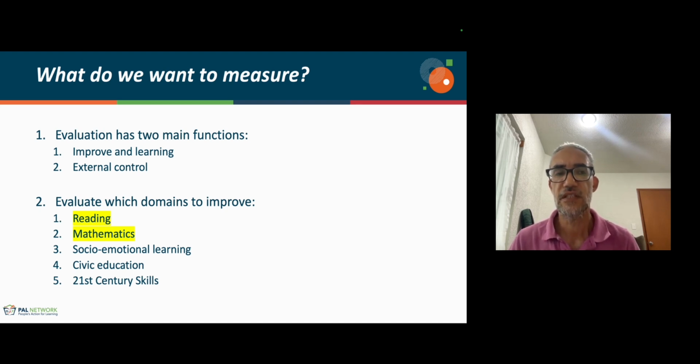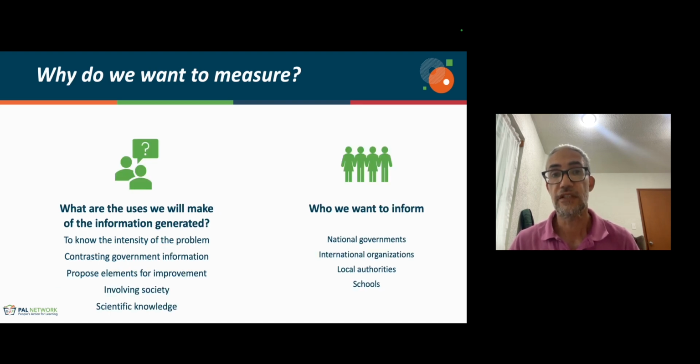The second decision is deciding which domains need to improve. In our case, we work with reading and math, numeracy, because we are confident that these two domains are fundamental learnings that we need to accelerate in time in order to maintain successful trajectories in education.